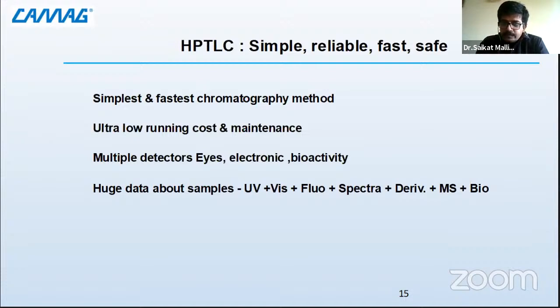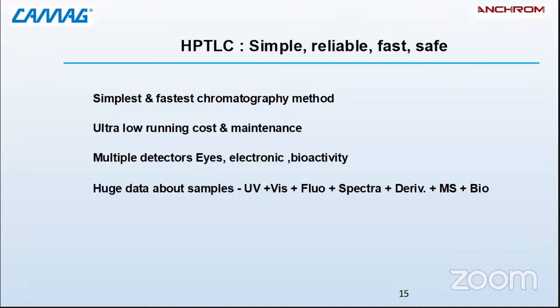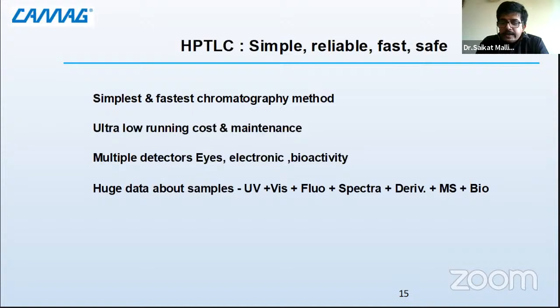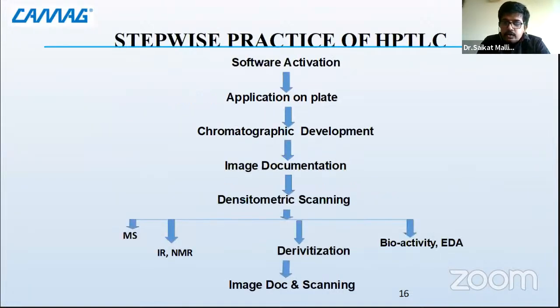So coming to the point is that you get many data points in terms of UV sensitivity, that is under ultraviolet light, known as UV, visible under the white light, fluorescence under the short wavelength, that is 254. And generally this range is from 190 to 400 nanometers. The spectra, that is also an important aspect. And derivatization becomes another aspect. And finally, the bioactivity part, along with the MS detection part. So like that, you get a lot more data, which is very effective, which you can use for your discovery of new novel molecules.